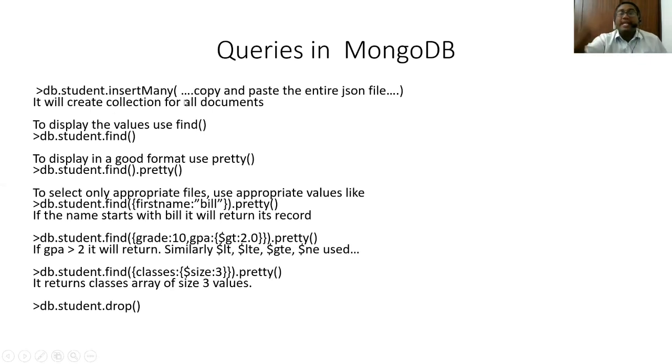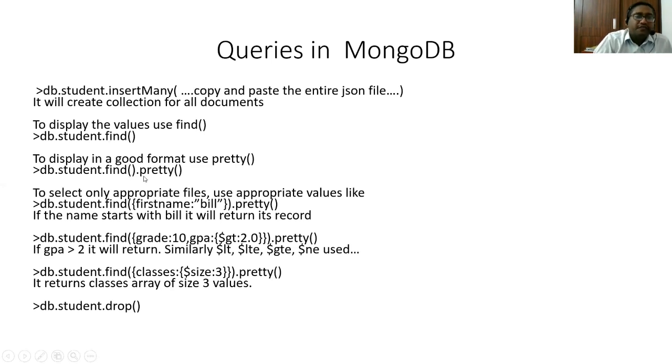db.student.insertMany: an entire JSON file, or even 10 or 15 JSON files with different property names and property values, you can paste it here. Just copy and paste, and automatically it will create for all. And another one, if you want to find, you can find all the values, that means list out all the values.